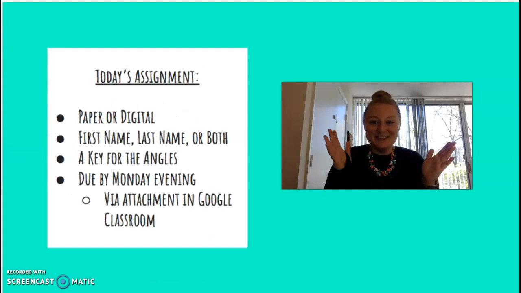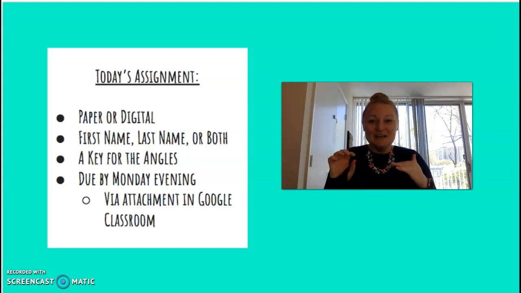Okay, we're going to dive into today's assignment, which will tap into some of your creativity, which I love seeing what you guys produce. Similar to our other posters that we've done and that you've submitted, you can choose to do a paper, pencil and paper poster, or you can choose to create something digitally. That is totally your choice. Do what you prefer, do what you feel comfortable with. You will also have the choice of using your first name, your last name, or both your first and last name. That will make a little bit more sense once I show you the example.